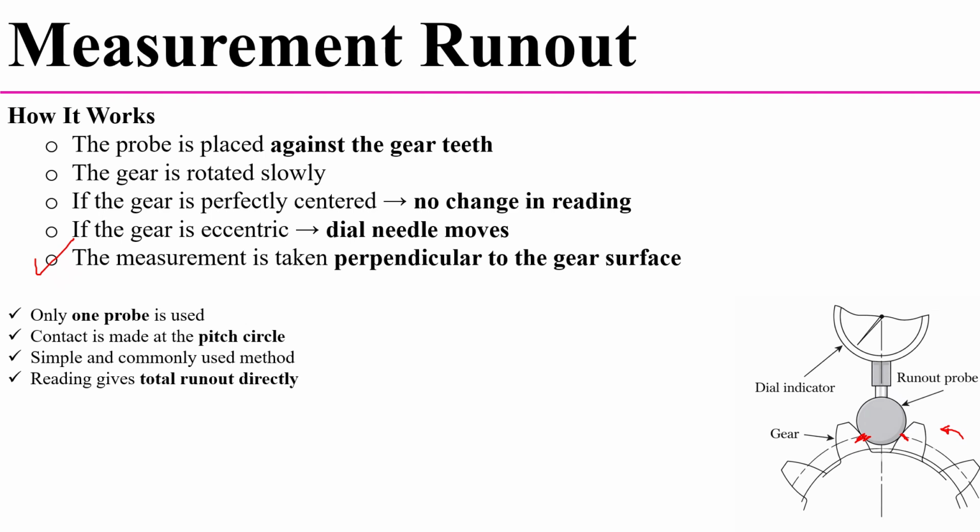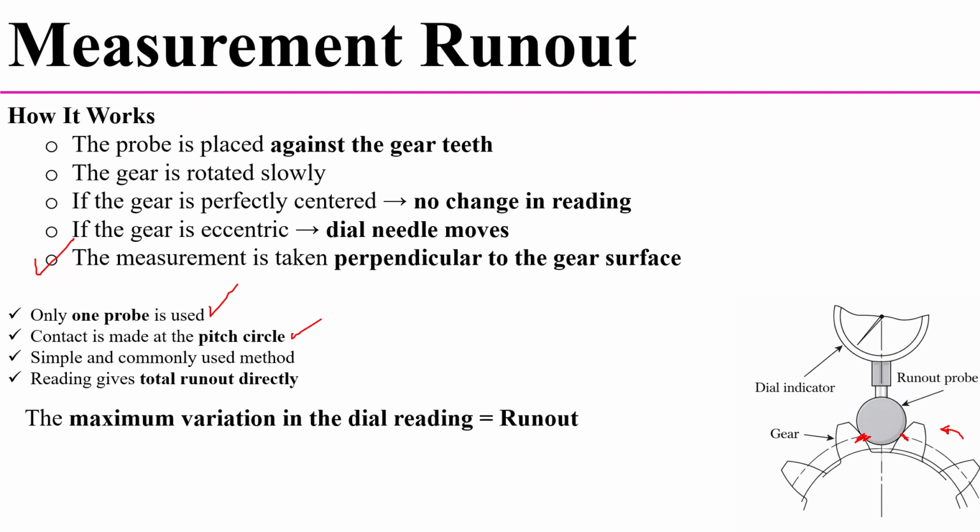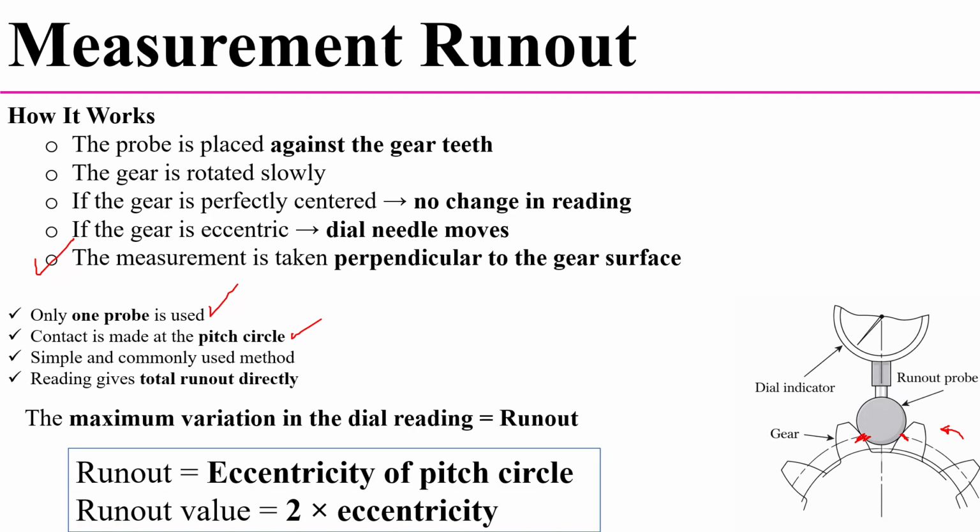And the key points you have to remember here. In this method we are using only one probe, and probe contact is made at the pitch circle. This method is very simple and commonly used, and the reading gives the total runout directly. The maximum variation in the dial reading is the runout of the gear. So runout is related to the eccentricity of the pitch circle, and runout value equals 2 times the eccentricity.